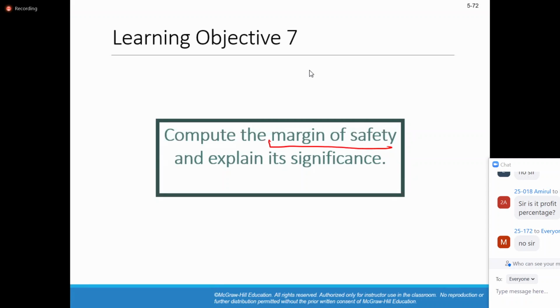So you are claiming that you have not listened to the margin of safety concept earlier. Okay.